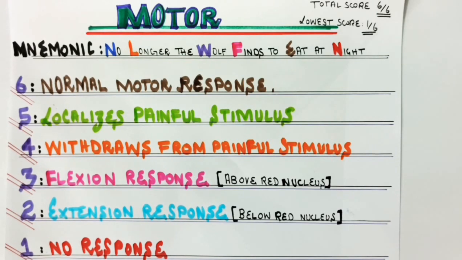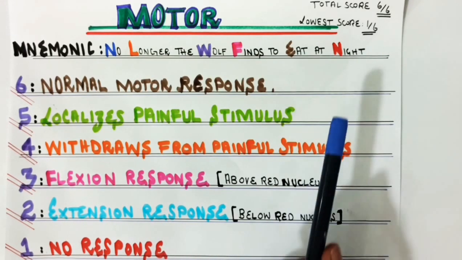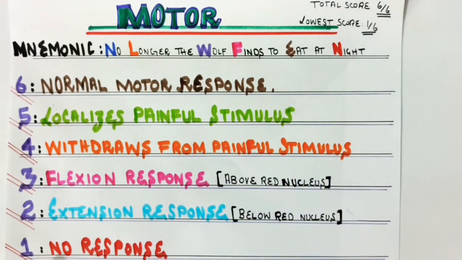So what does a score of 2/6 look like, or what does the extension response look like? You can see here right in front of your screen. Here it is. So moving on with the last part of the mnemonic, the N of the night, and the last 1/6 response is no response at all. No motor response. A person is obtunded and does not move his arms and legs, foot and hand, anything at all. So that gives a score of 1/6.